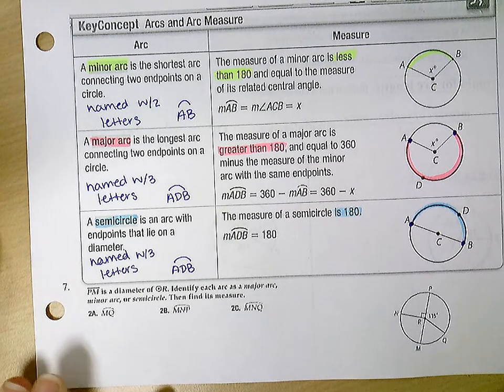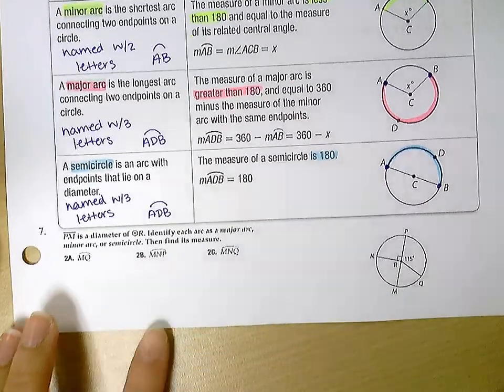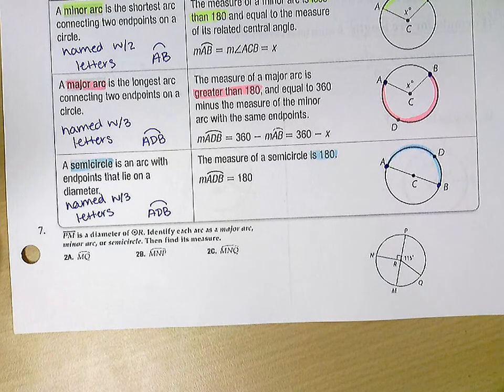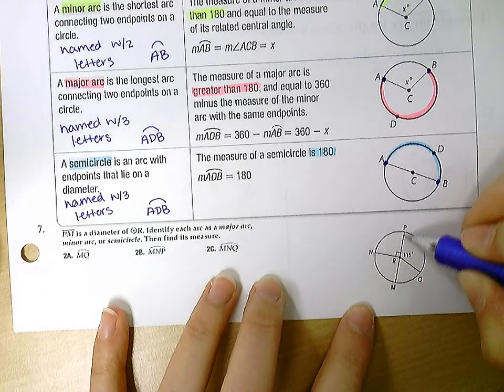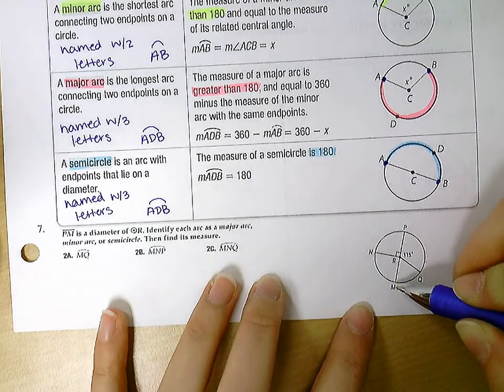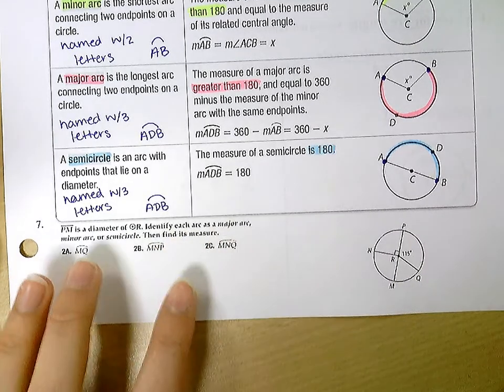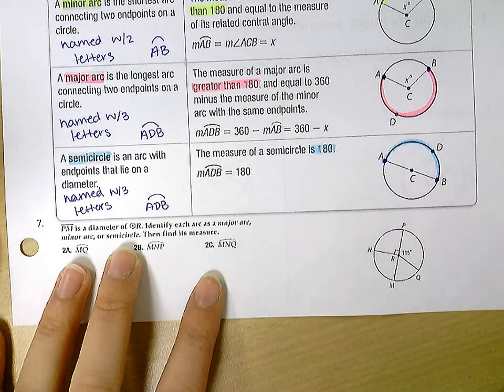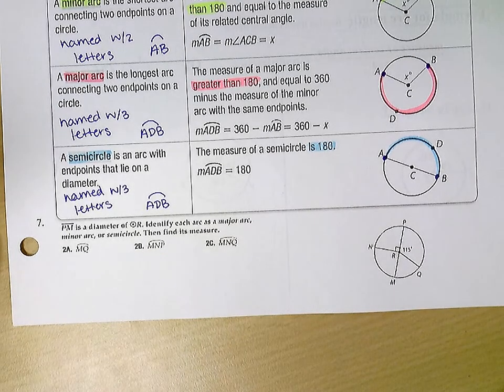All right, then at the bottom there, I do have some examples. This one says that PM is the diameter of circle R. Okay, so PM right here is a diameter. We want to identify each arc as major, minor, or semicircle. Okay, and then find its measure. So again, its measure is the same as the central angle across from it that intercepts that arc.